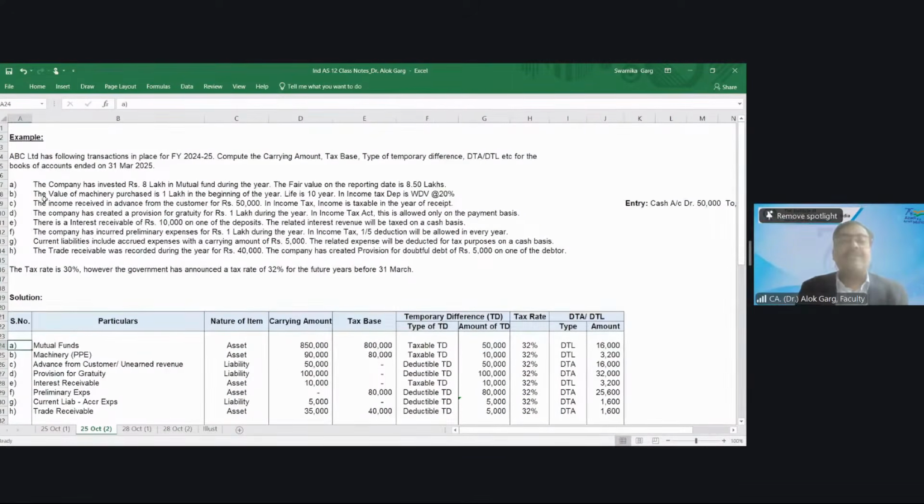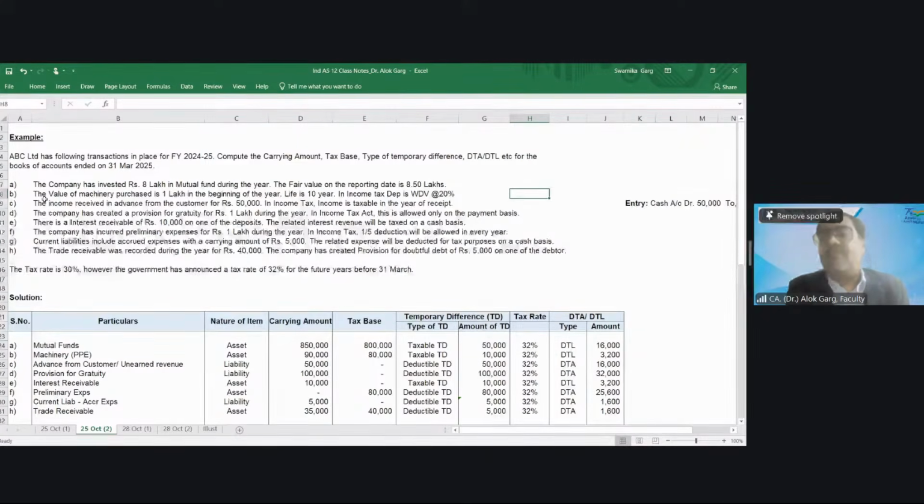The value of machinery purchased is rupees 1 lakh in the beginning of the year. Life is 10 years. Income tax WDV 20%. So 1 lakh rupee gross block, 1 lakh rupee cost, 10-year life. What is the carrying amount? What is the book base? 90,000. What is the tax base? 80,000.